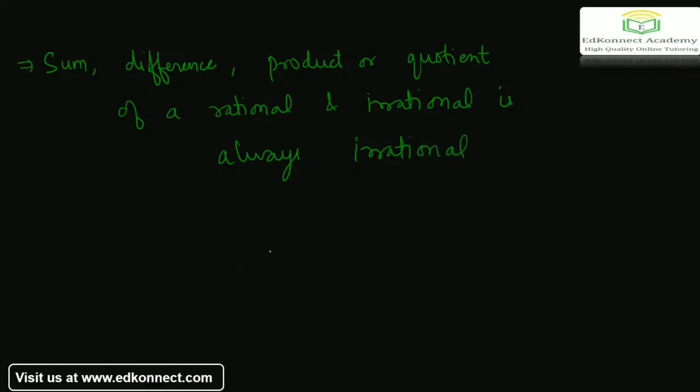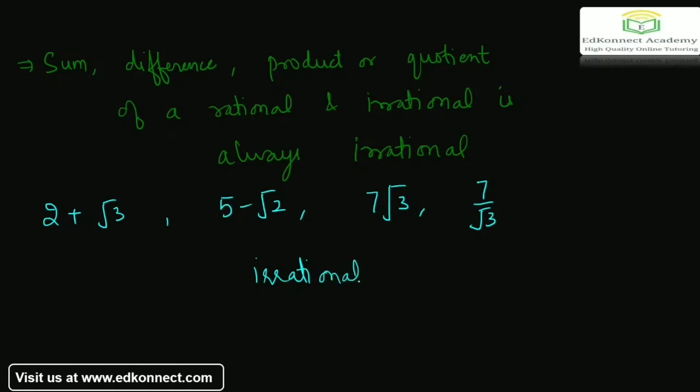That the sum of a rational and irrational number, for example 2 plus root 3, or the difference of a rational and irrational number, for example 5 minus root 2, or the product of a rational and irrational number, that means 7 multiplied by root 3, or the quotient, that means 7 upon root 3. These are all irrational numbers.